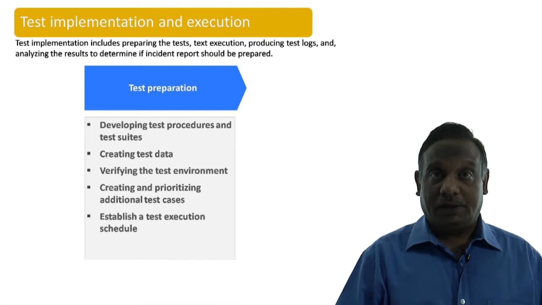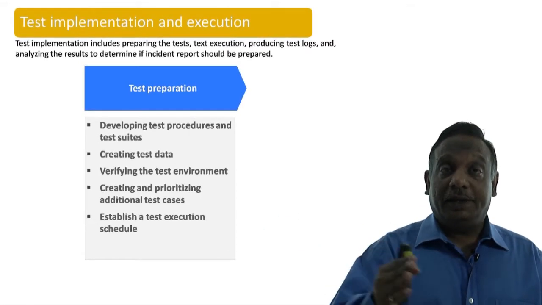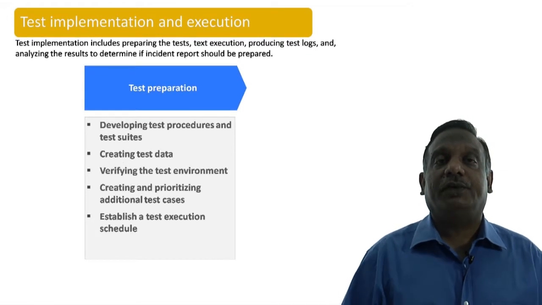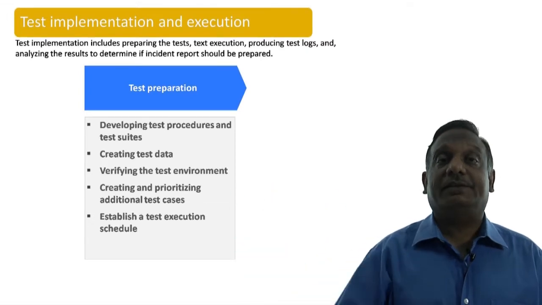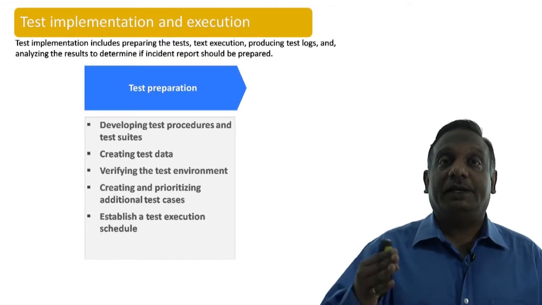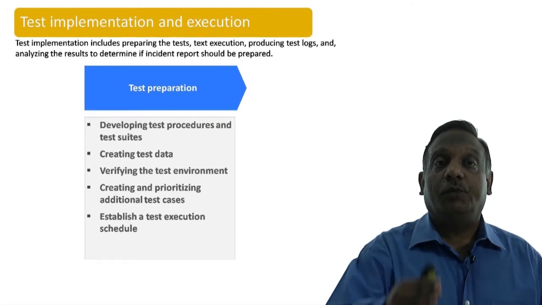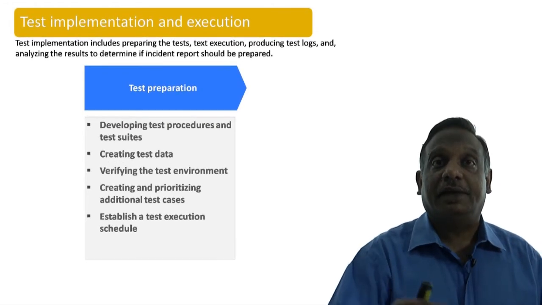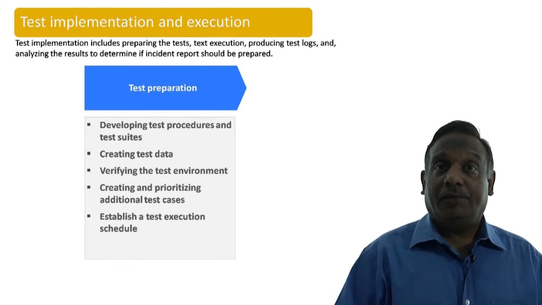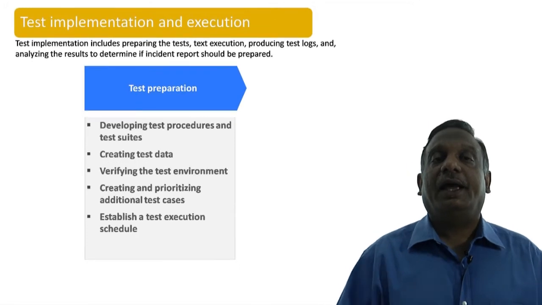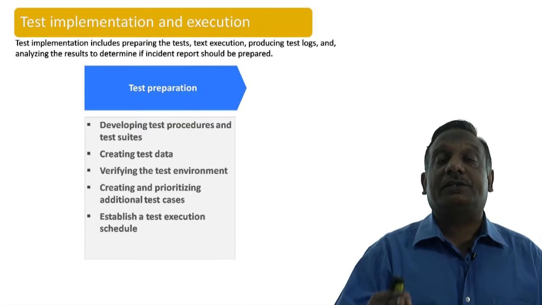After implementation, the next activity is executing the tests. During the implementation phase, we prepare ground for decent test execution to follow without any interruptions. We should be able to conduct our test execution. That is why we perform a set of activities, and we call them test implementation activities, or fundamentally test preparation activities. So, you develop test procedures and test suites.